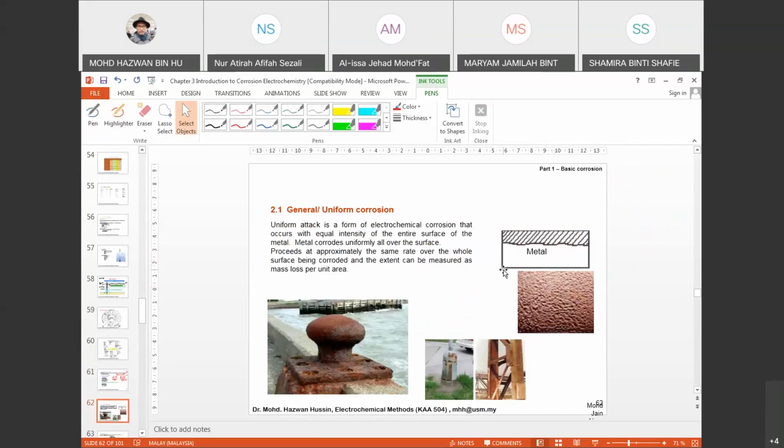Right. General corrosion means that you have a uniform attack, in the form of electrochemical corrosion that occurs with equal intensity over the entire surface of the metal. So metal will be corroded uniformly over the surface. This proceeds at approximately the same rate over the whole surface being corroded, and the extent can be measured as mass loss per unit area. If you see this example, you can understand that these materials undergo equal intensity of corrosion attack.